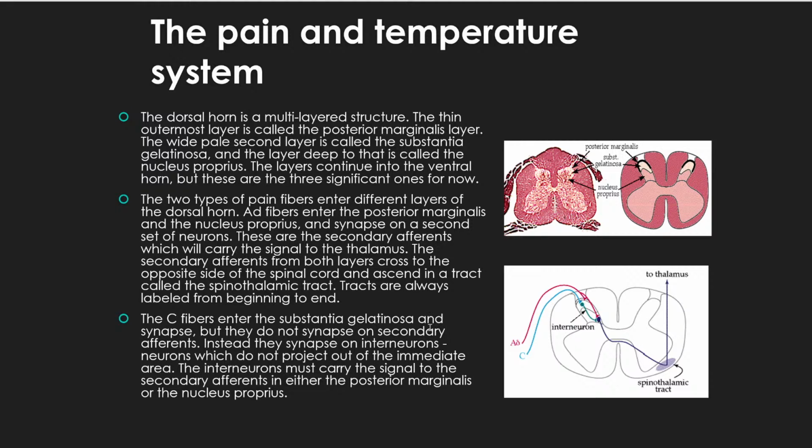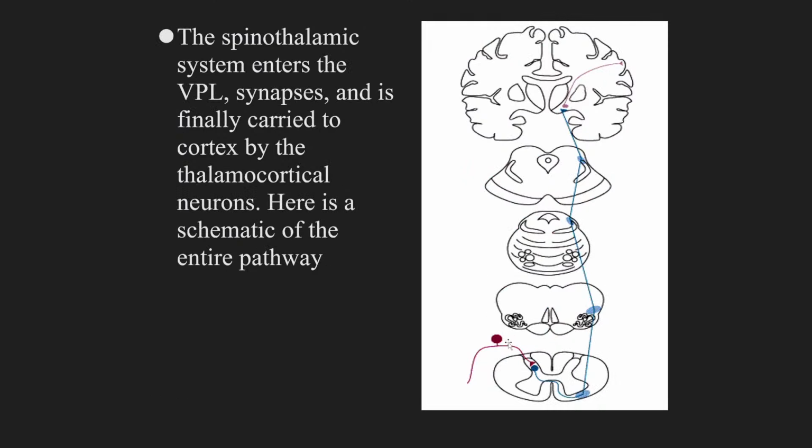For C fibers, the story is a bit more complicated. C fibers enter substantia gelatinosa, and they do not synapse on secondary afferents. They synapse on interneurons, an additional inclusive type of neuron, and its dendrite. In fact, this adds an additional part to the chain. And only through these interneurons is there interaction. This is, by the way, the whole tract.